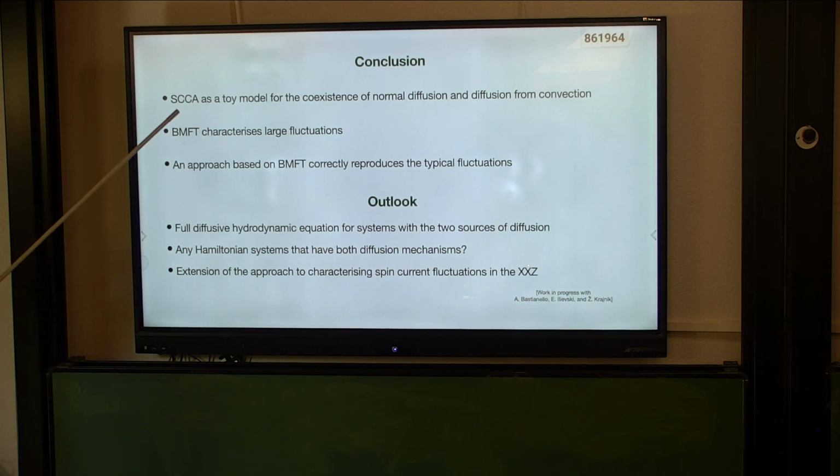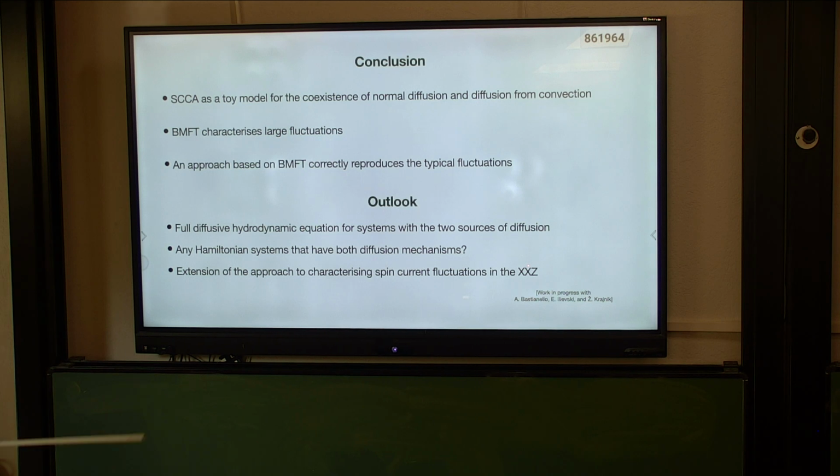I just used these models as a toy model for the system where the normal diffusion and the diffusion from convection coexist, and you can characterize large fluctuations using the integral formulation I outlined. You can also use the same BMFT, or a similar approach inspired by BMFT, to correctly reproduce the typical fluctuations.